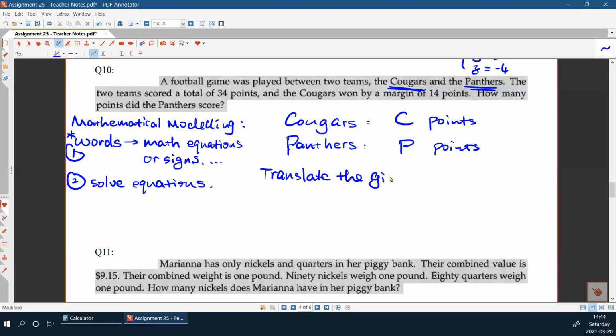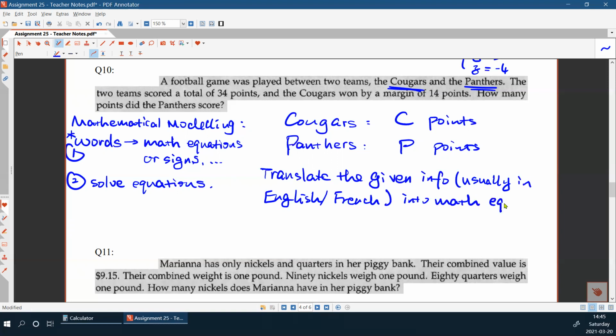So what we have known, you need to translate the given information, usually in English or French, into math equations, right? Because now we have two variables. In order to solve two variables, we need to have some equations, right? So what do we know here?